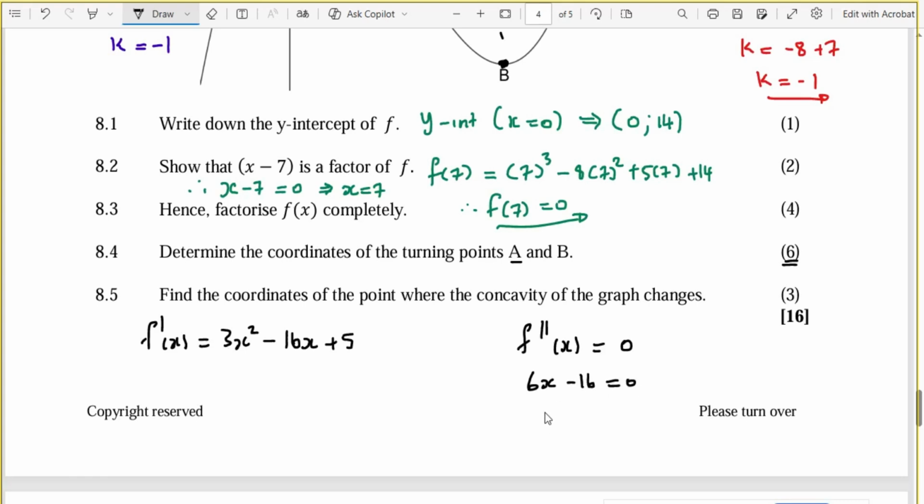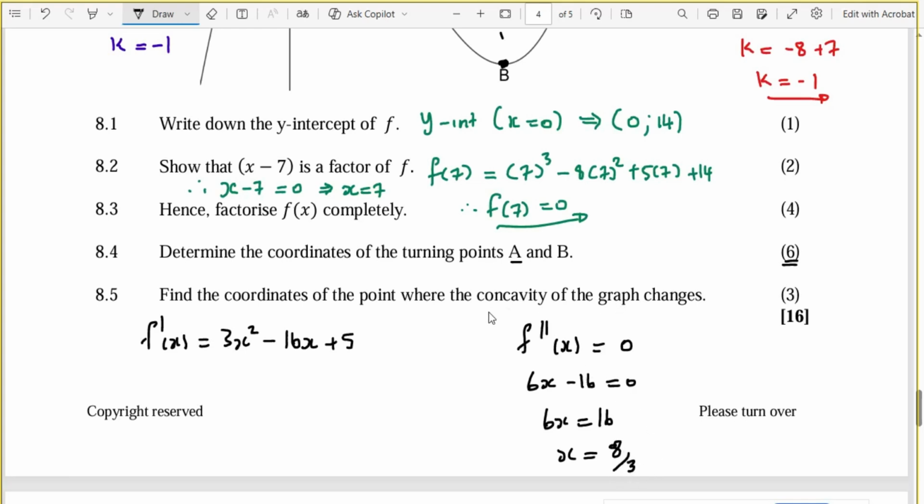Then you solve for x. So this will be 6x equals 16. Divide both sides by 6. Therefore, x is equal to 8 over 3. Okay, so x is 8 over 3.